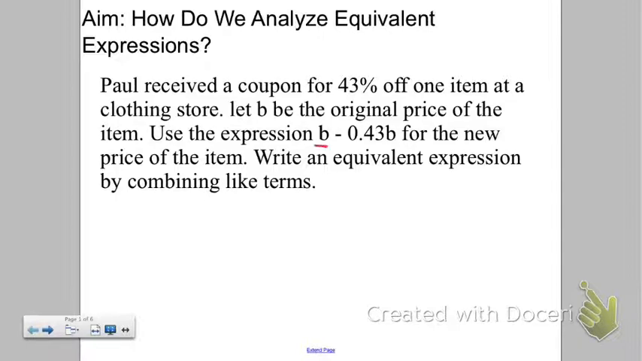In this case, B is the original price, so let's grab the original price minus 0.43B, which is the discount. So when I combine like terms, there's an imaginary 1 here. So 1 minus 0.43 gives me 0.57B. So this is an equivalent expression to represent the situation.